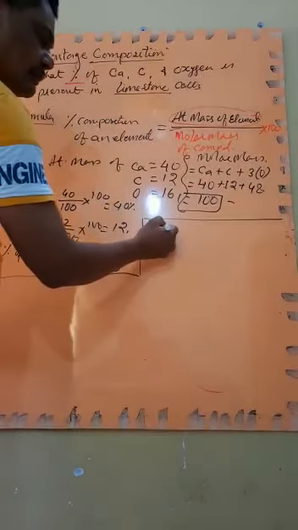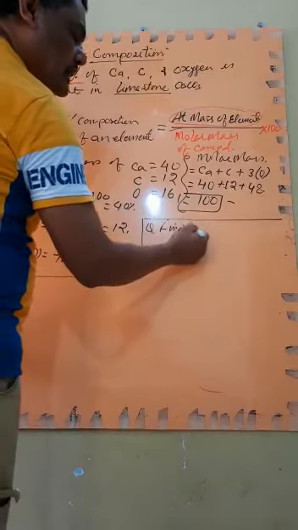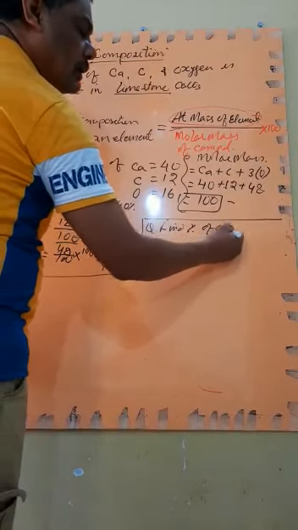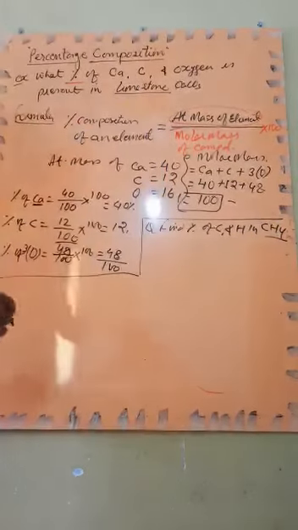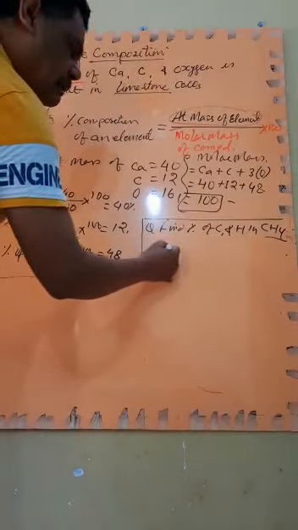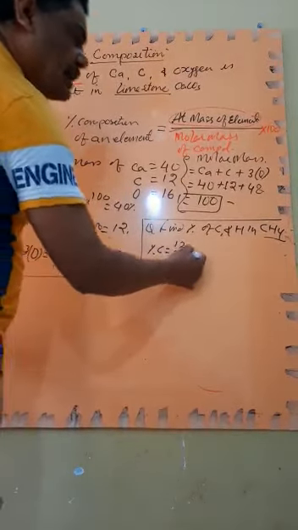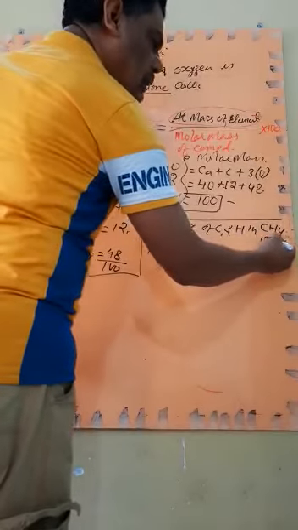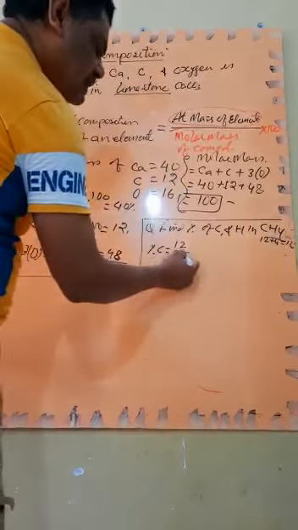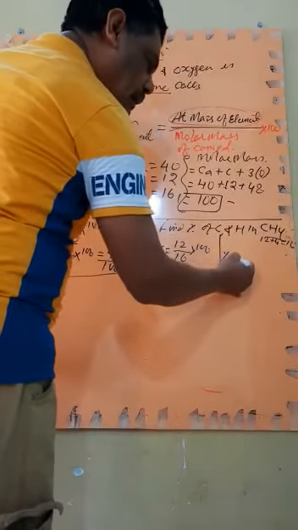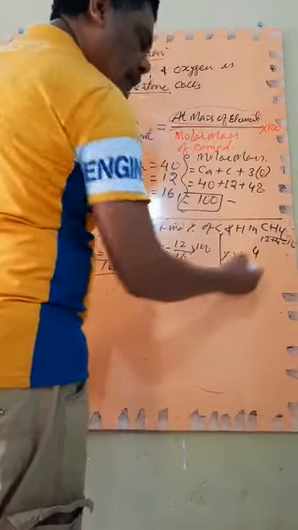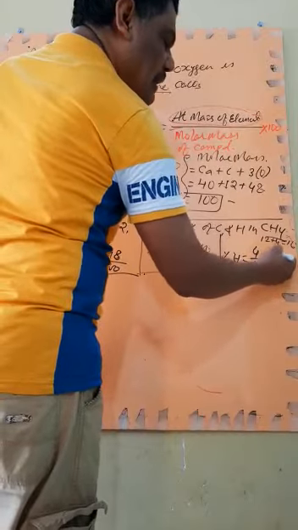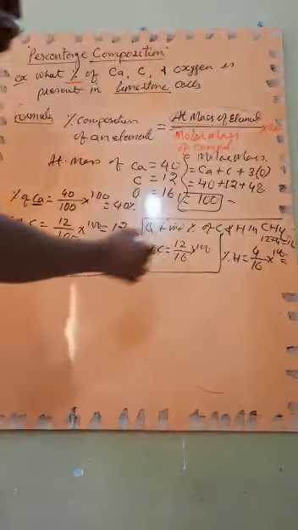One more question: find the percentage of carbon and hydrogen in CH4, that is methane. Percentage of carbon is equal to the atomic mass 12 divided by the molar mass. Now the molar mass is 12 plus 4, which is 16. So 12 divided by 16 multiplied by 100. You solve it. Percentage of hydrogen: now there are 4 hydrogens, so 4 divided by 16 multiplied by 100. So get the value. Are you getting it?